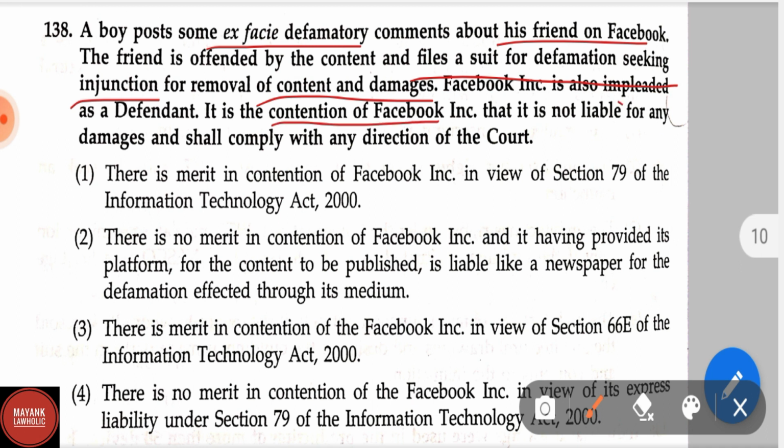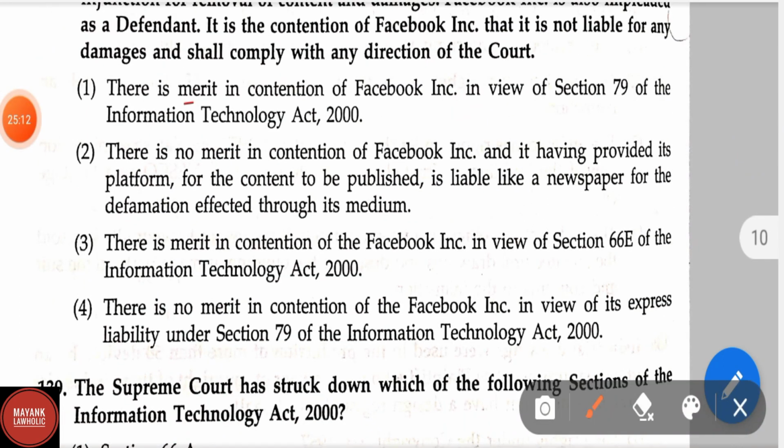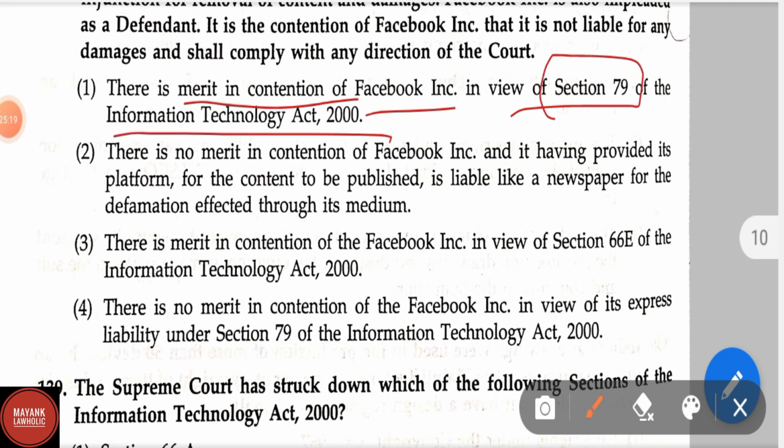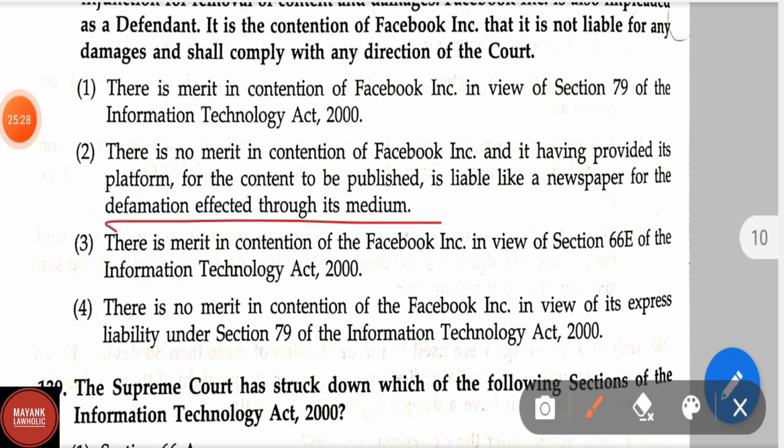Facebook Inc. contends that it is not liable for any damages and shall comply with any direction of the court. Options are: there is merit in the contention of Facebook in view of Section 79 of the Information Technology Act 2000. There is no merit in the contention of Facebook, and having provided its platform for the content to be published, it is liable, like a newspaper, for the defamation effected through its medium.